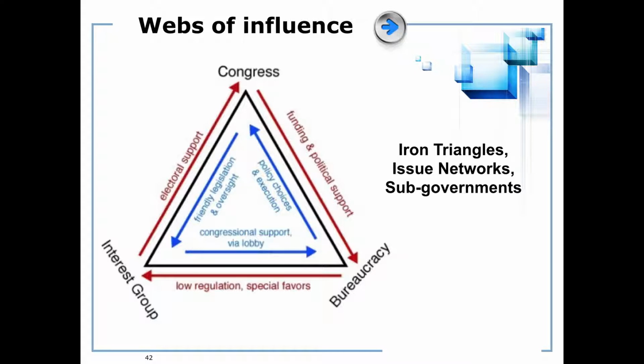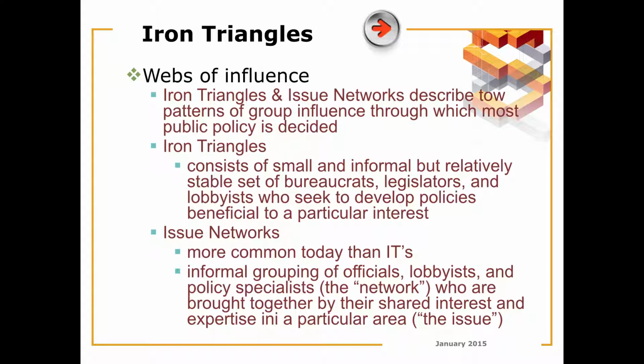Now, iron triangles consist of a small and informal but relatively stable set of bureaucrats, legislators, and lobbyists. Many of those in these iron triangles will have been long-term congressmen, lobbyists who have represented the same interest group, and bureaucrats, 90% of whom are lifers. Let's say they're there for life. They're also going to be on the job, and these three disparate groups seek to develop policies that are beneficial to a particular interest. So I'll give you two examples.